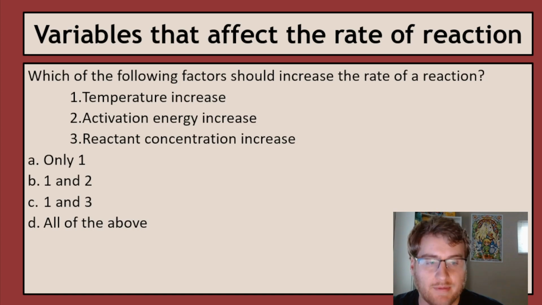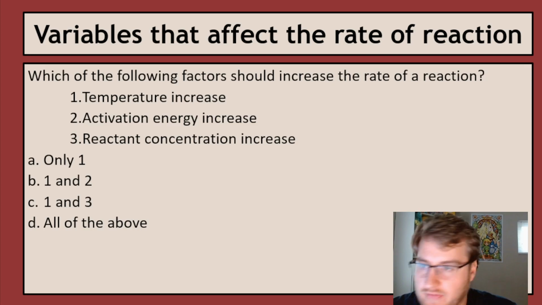So this one works opposite. Lowering the activation energy increases the rate of the reaction, and vice versa. Increasing the activation energy is going to lower the rate of the reaction. So 1 and 3, answer choice C, is our right answer for this one. And I'm going to be maniacal and not circle it or anything, so that we have to listen to my whole explanation to get the answer.